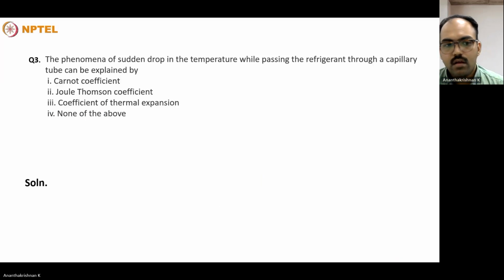Straightforward one. Look into the third problem. The phenomenon of a sudden drop in temperature while passing the refrigerant through a capillary tube can be explained by the Carnot coefficient, Joule-Thomson coefficient, coefficient of thermal expansion, or the Joule-Thomson coefficient. So we have seen, if the temperature and the pressure decrease, those refrigerants could be used in a vapor compression system. In certain cases, the temperature increases when the pressure reduces. You can't use that. So that is given by the Joule-Thomson coefficient.